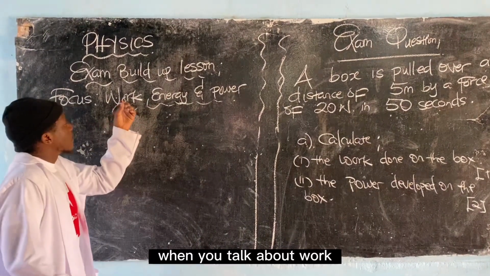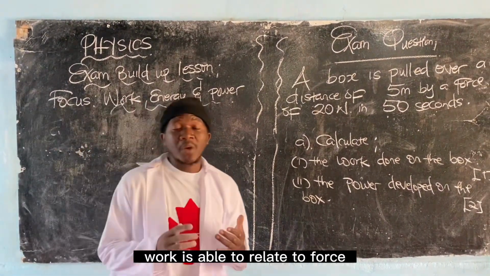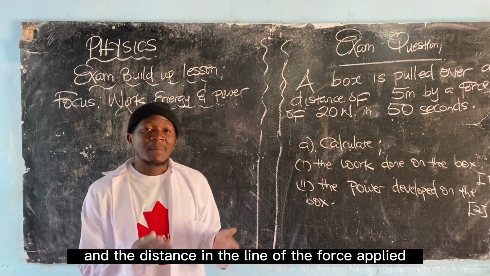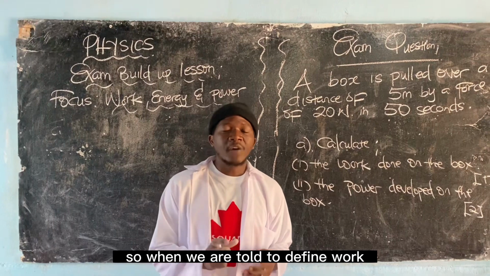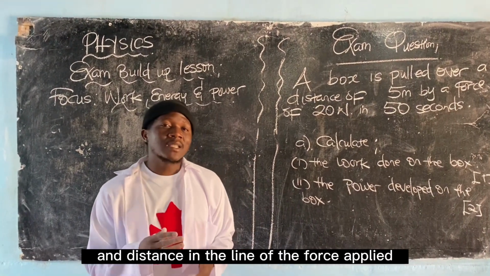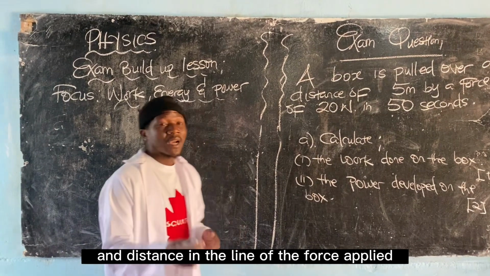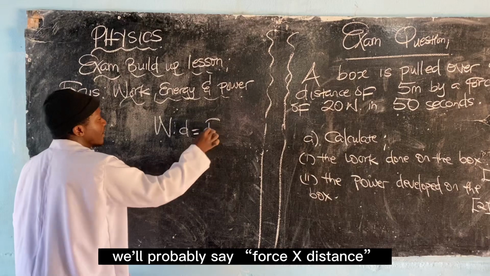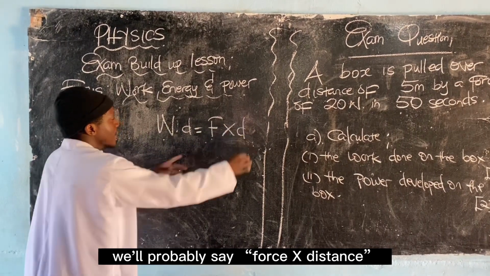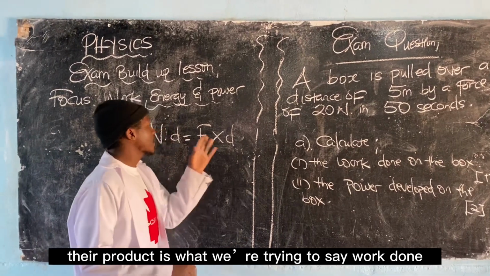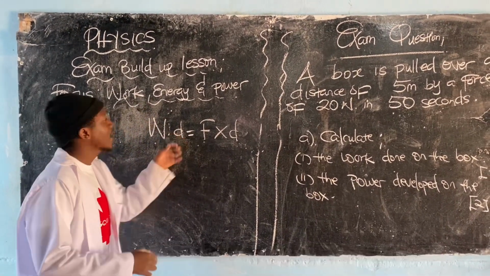When we talk about work, it relates to force and the distance in the line of the force applied. So when we are told to define work, we always say work is the product of force and distance in the line of the force applied, meaning if we are trying to talk about work done, we would probably say force times distance. Since these two are being multiplied, their product is what you're trying to say, work done.